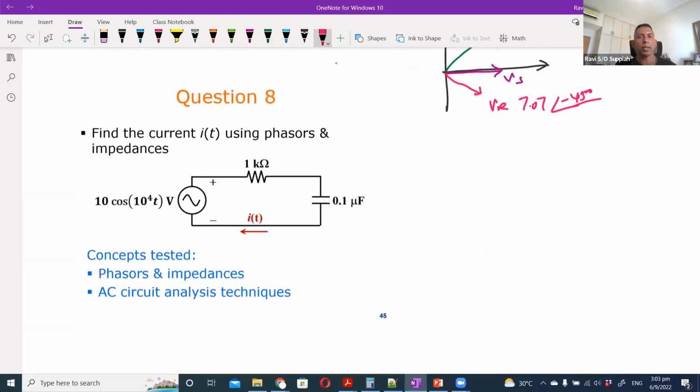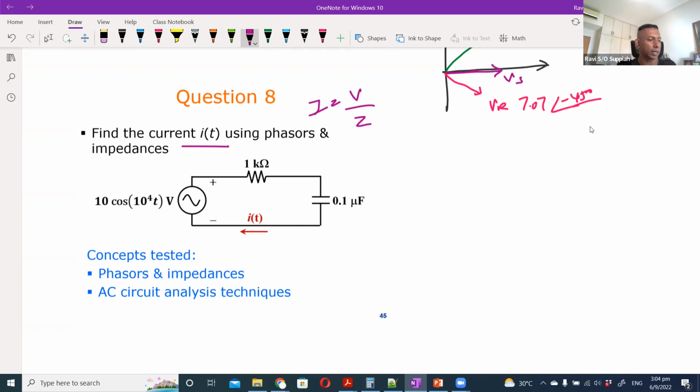Okay, so let's go on to the next question, question 8. Question 8: find the current using phasors and impedance. So it's the same concept, right? If I want to find current, I is V by Z. I know what V is, which is the voltage source here. I need to find what Z is. Z is the total impedance.